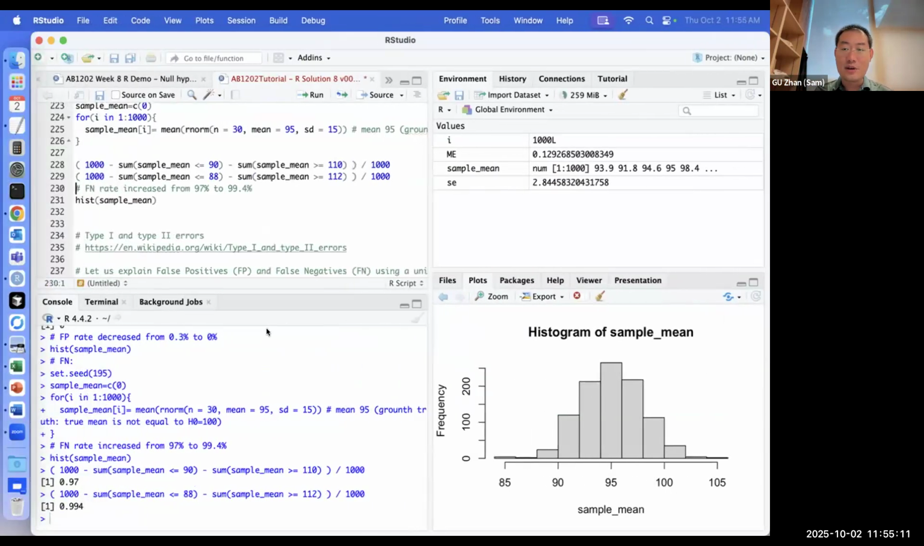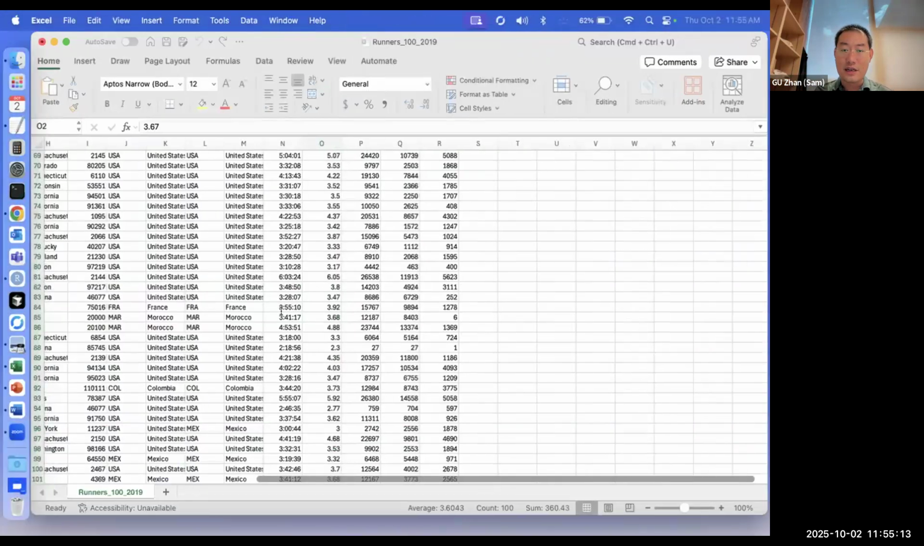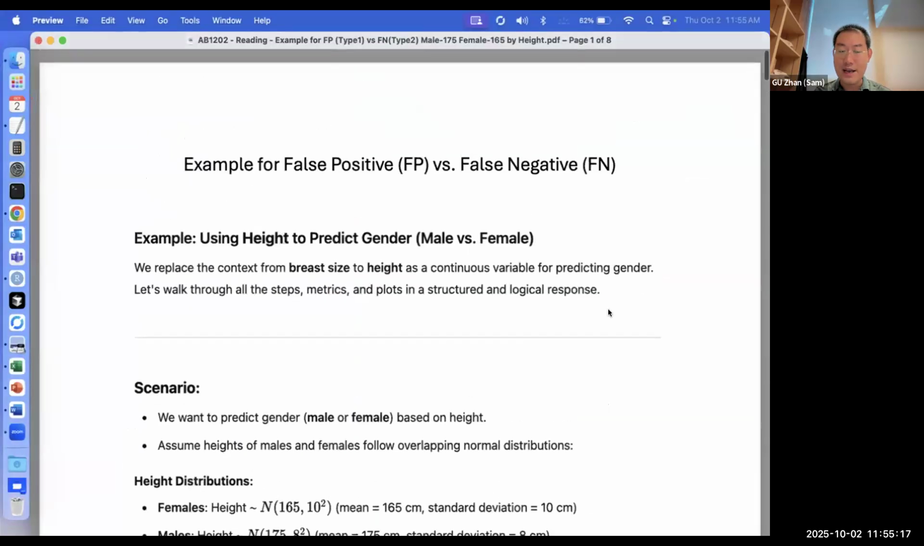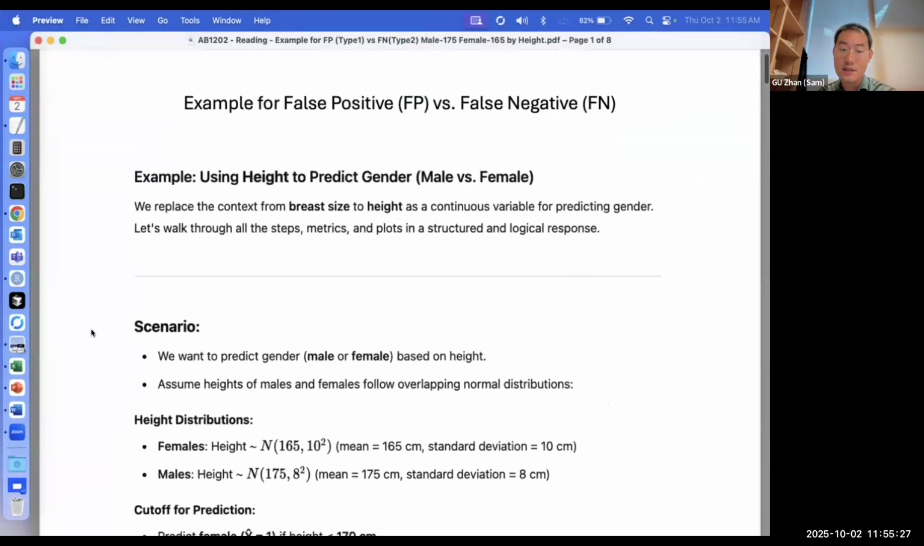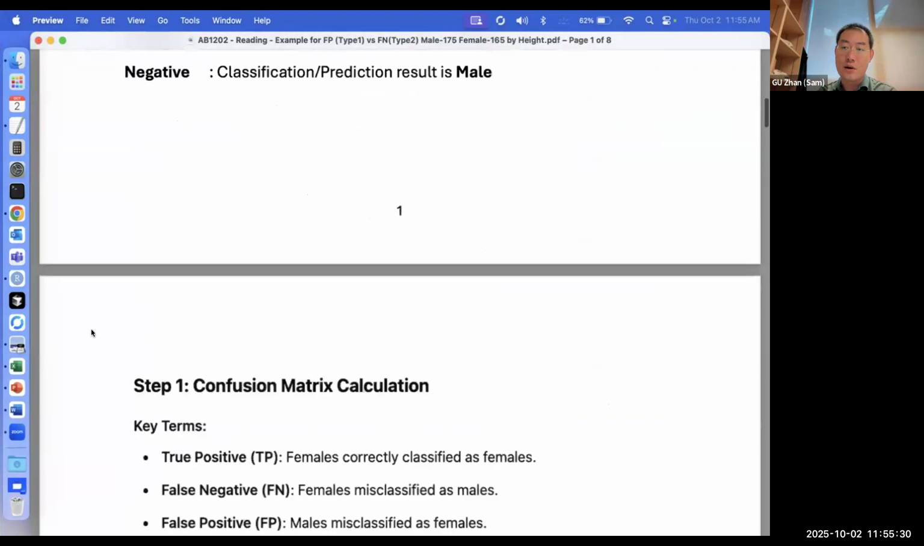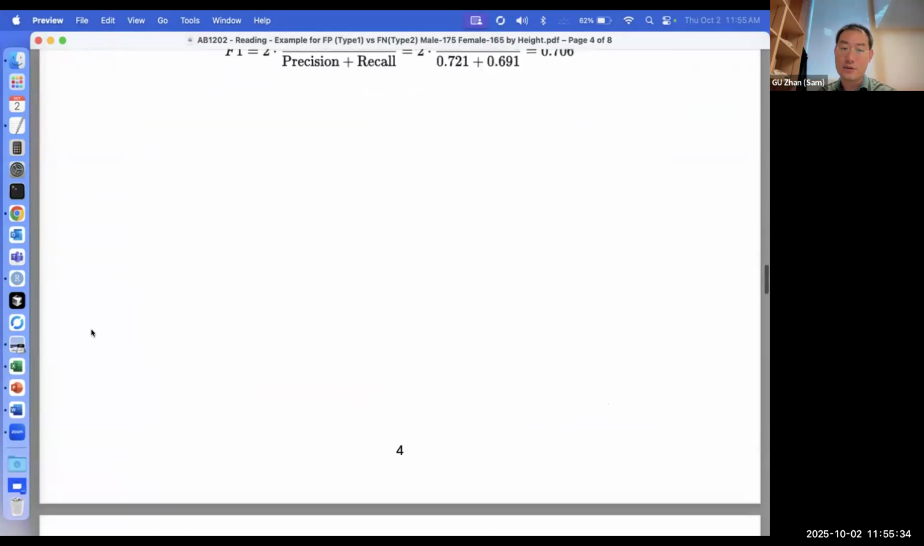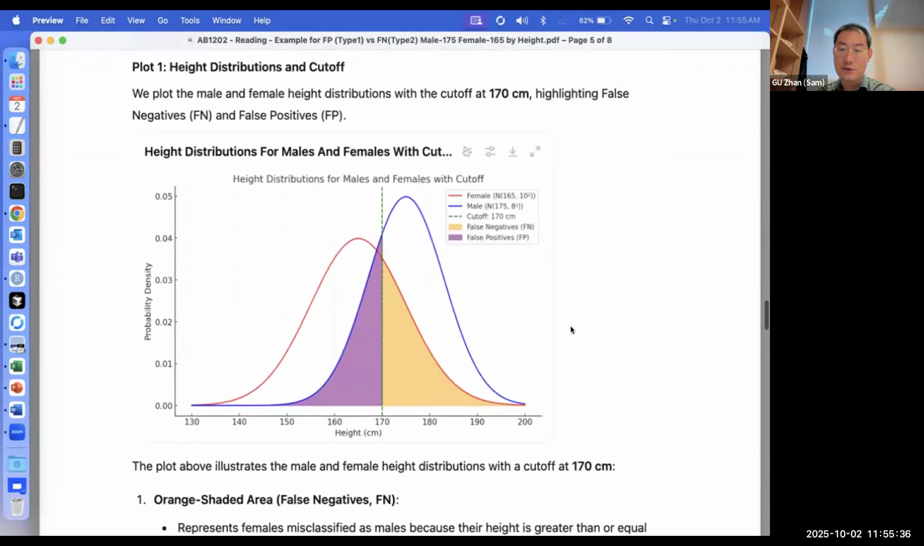Another thing is I have also uploaded another reading material, which you should be able to access from the learning management system. It is an example of false positive and false negative. To give you a little more examples, it uses the average height of male and female students to help you understand more about false positive and false negative, type 1 error and type 2 error. So you look at that to differentiate what is the false positive and what is the false negative.